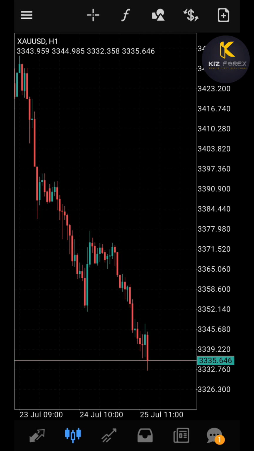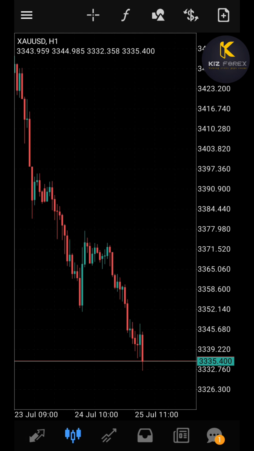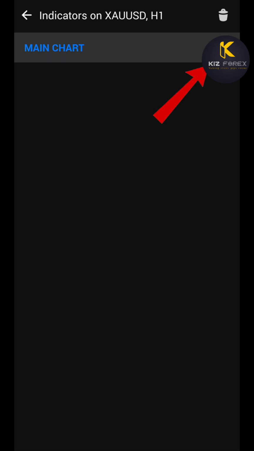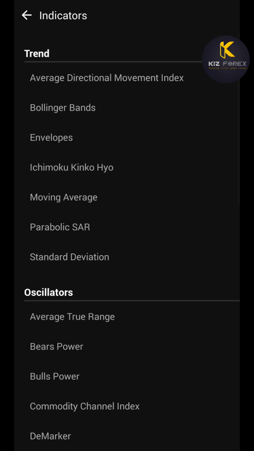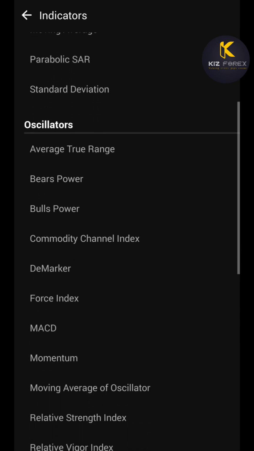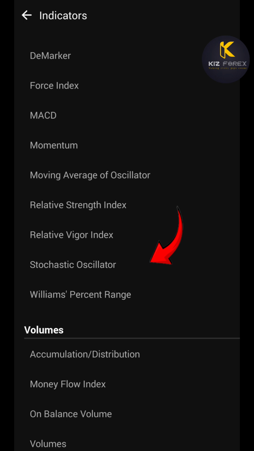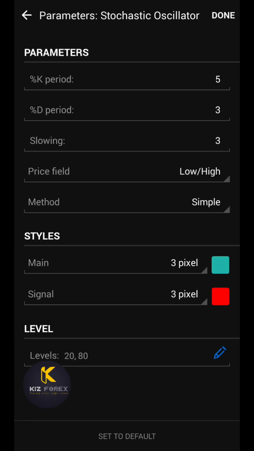So now this is my MT4. So if you want to put this indicator, you simply go to your indicator tab and then you click on the main chart, the plus sign, and then you go straight up and look for stochastic oscillator. Now you can see it right here, stochastic oscillator. Now you click on it.